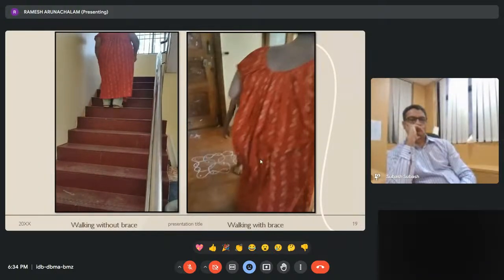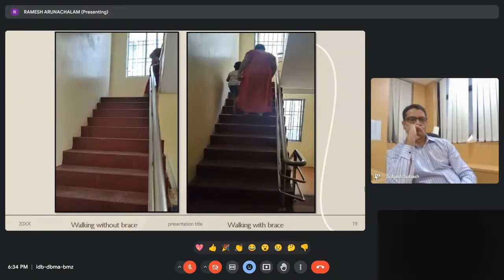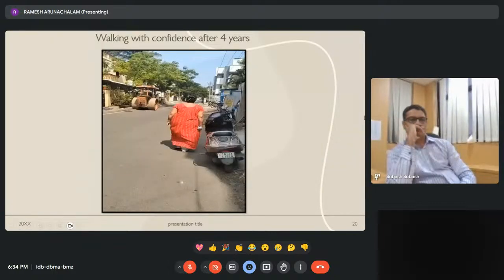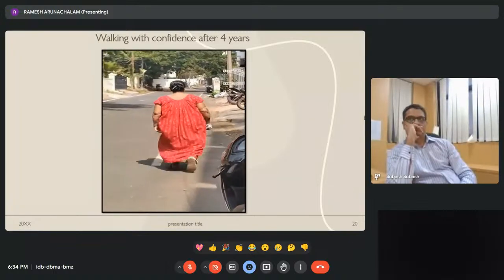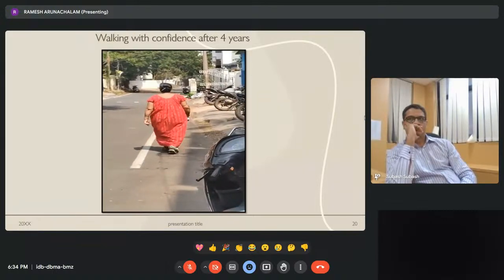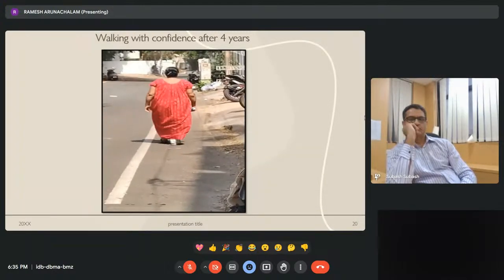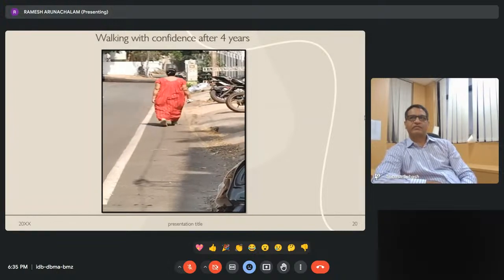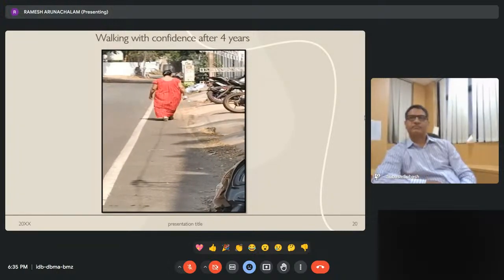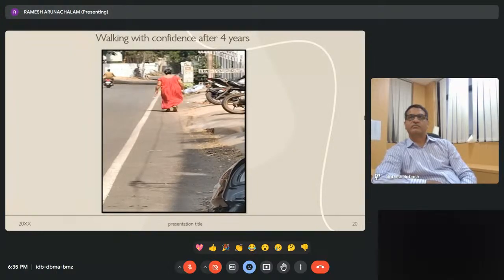You can see she is able to walk very easily without any support, and how confidently she is walking. She was not able to walk for more than 4 years, and now she has started walking. You can see the shoulders. Most of the time when there is osteoarthritis with a varus condition, the shoulders are normally not equal. But you can see that she is walking fast and confidently, without any deviation.